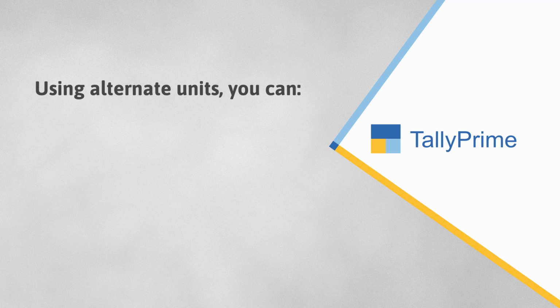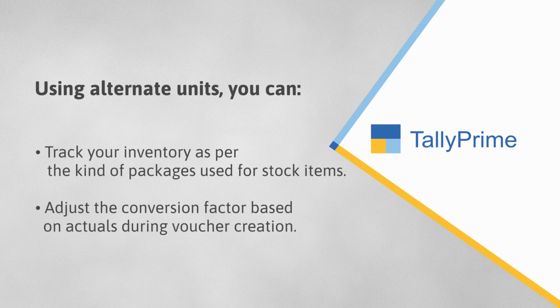As you saw, Tally Prime has an excellent feature of alternate units for stock items that enables you to track your inventory as per the kind of packages in which you are selling or purchasing the entity. Moreover, it gives you the flexibility to adjust the conversion factor based on actuals while recording transactions, and rest assured your inventory will remain accurate.